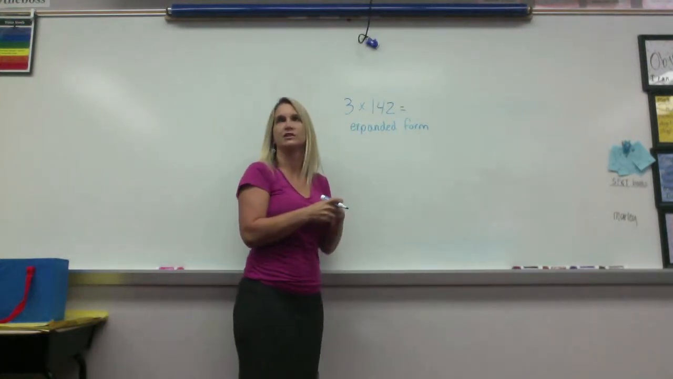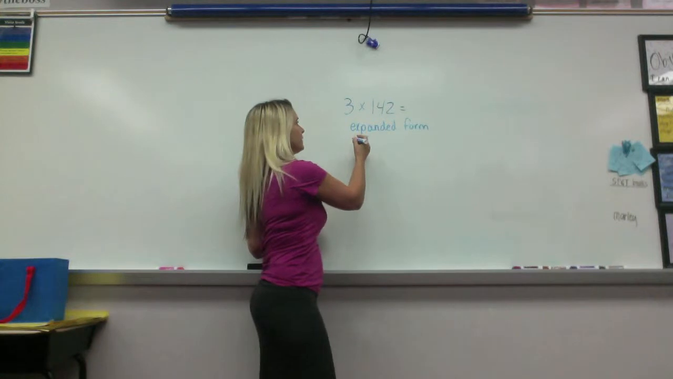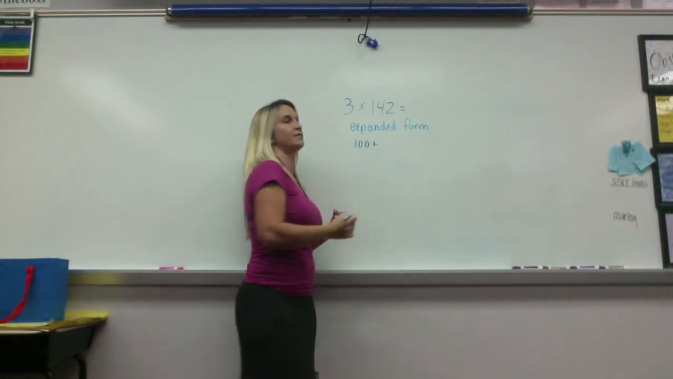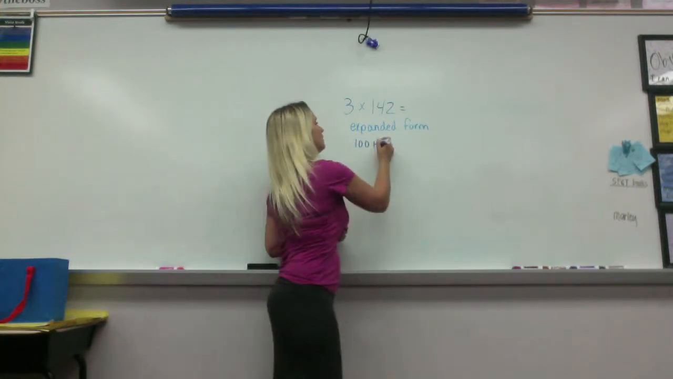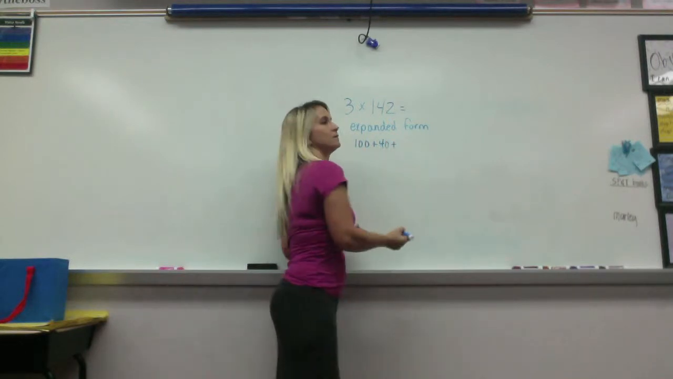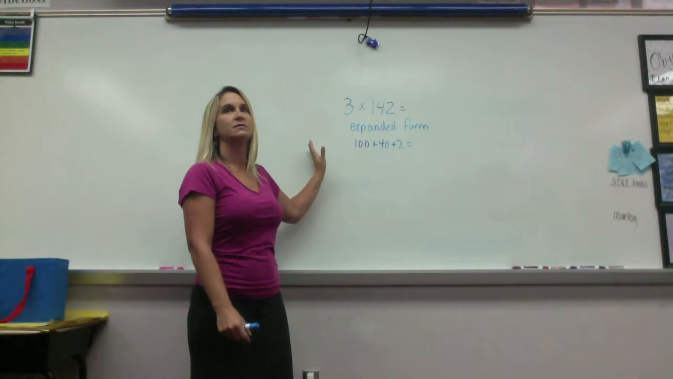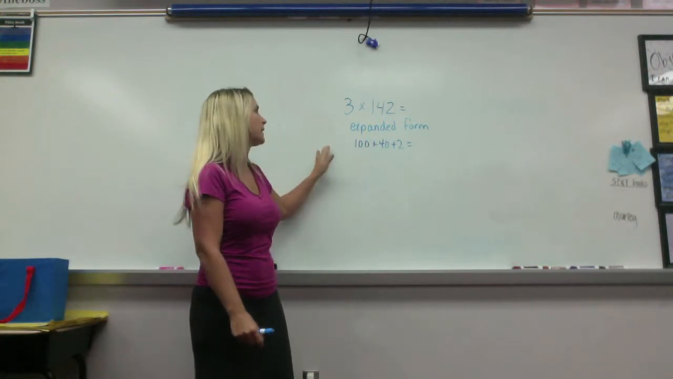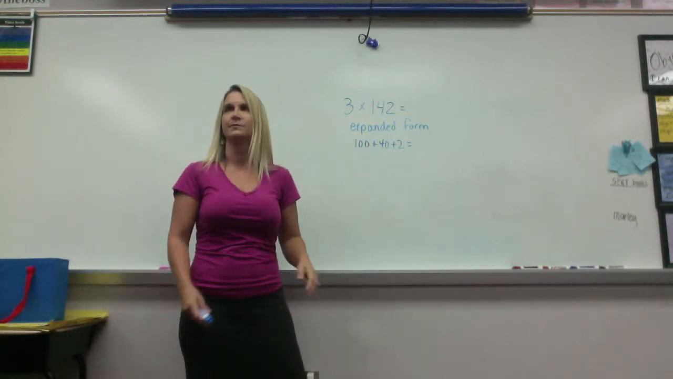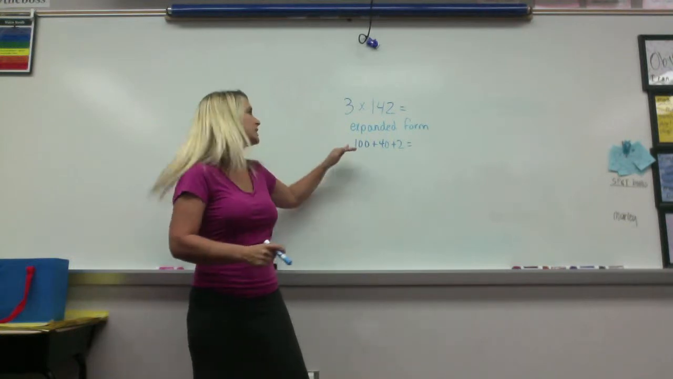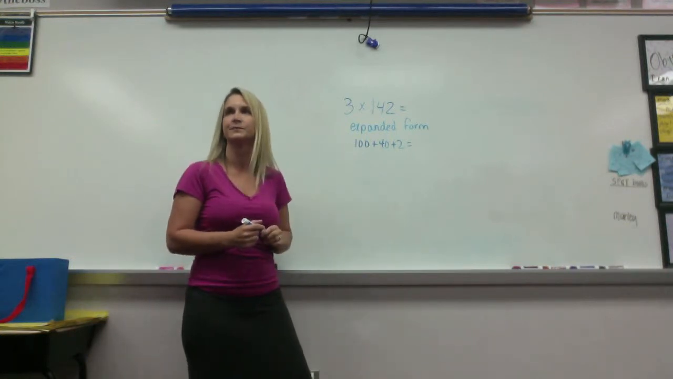What is the value of the first digit, class? 100. What's the value of the second digit? 40. And what's the value of the last digit? 2. We did this yesterday by changing the larger number into expanded form, and then what did we do with it? Once we changed this into expanded form, what did we do with it?